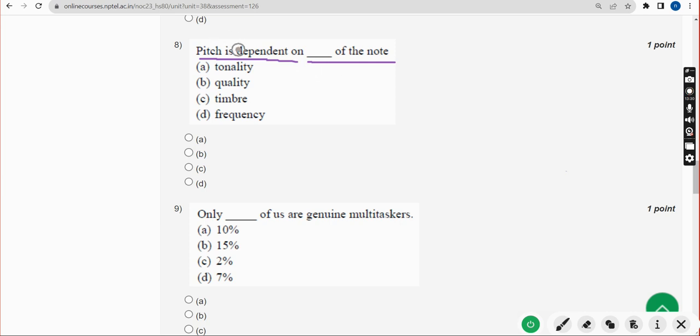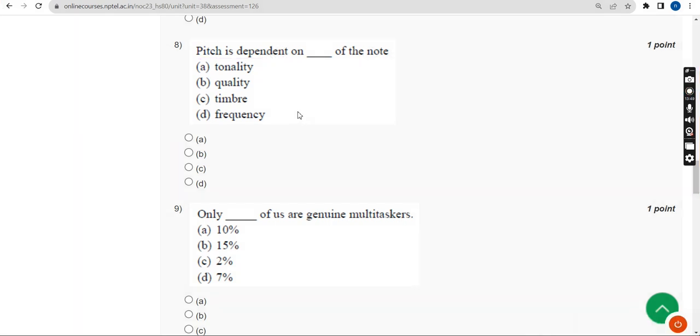So for the eighth question, the probable answer is option D, frequency. The highness and lowness of a note is called frequency. So pitch is dependent on the frequency, right? So my probable solution is the fourth option, option D, for the eighth question.